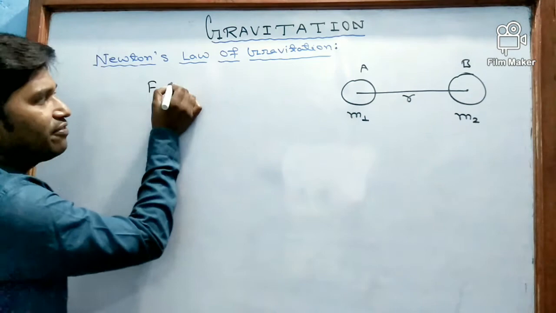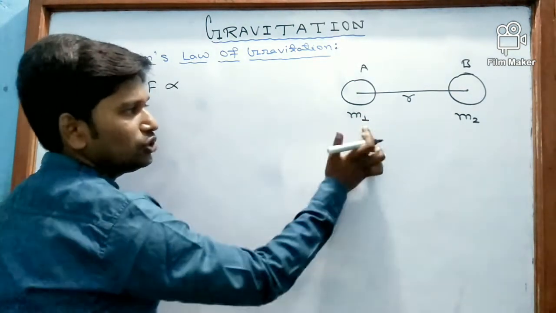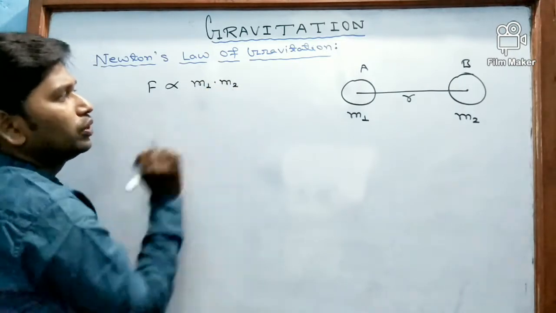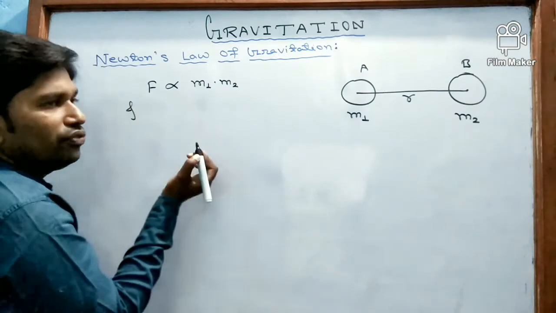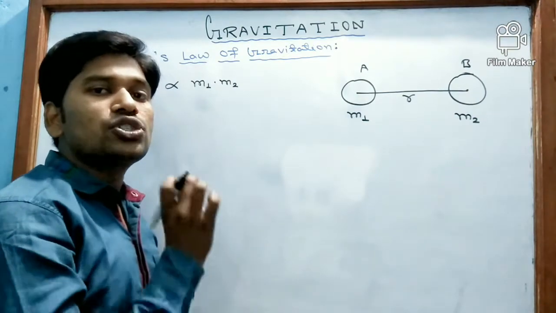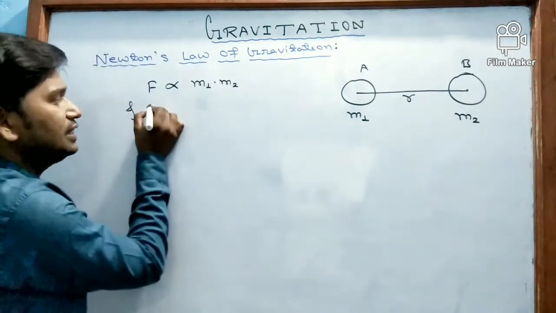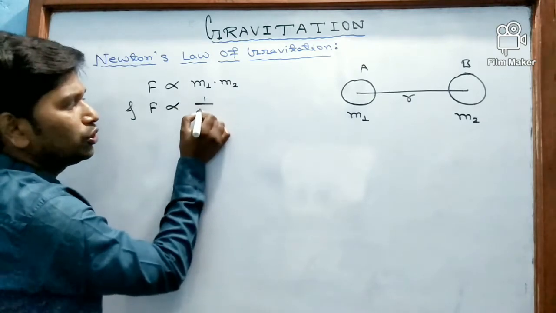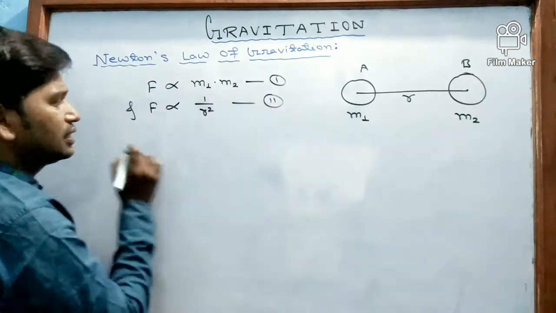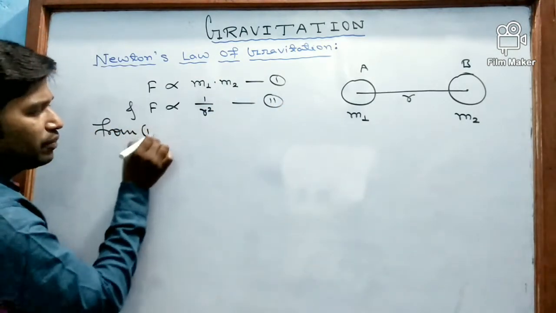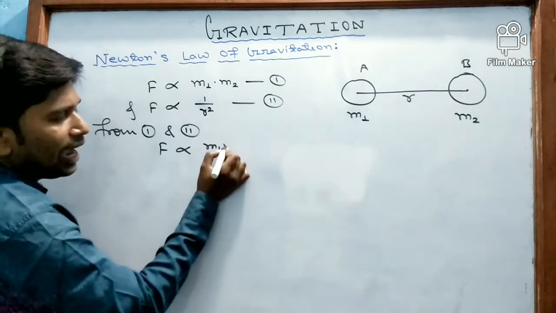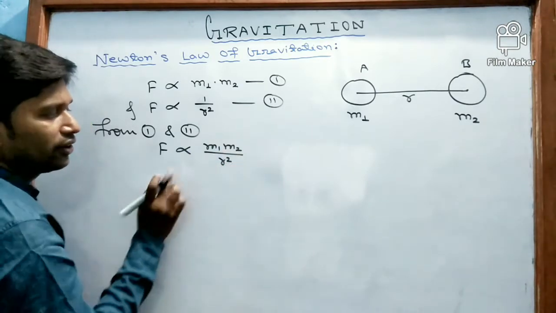That means F, the force of attraction between these two bodies, is directly proportional to m1 into m2. And one more factor: the force of attraction is inversely proportional to the square of the distance between them, that is, F is inversely proportional to r square. So when we combine these two equations, from equation 1 and 2, F is directly proportional to m1 m2 by r square.